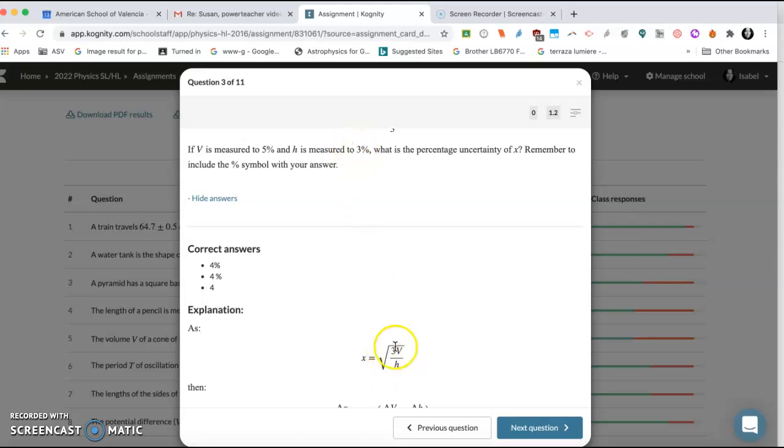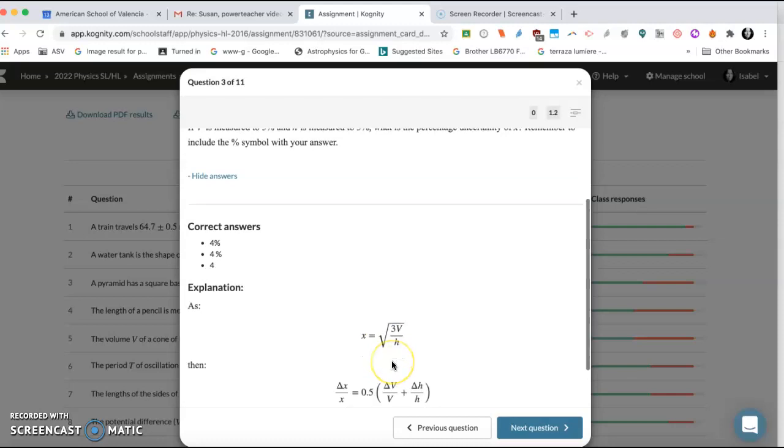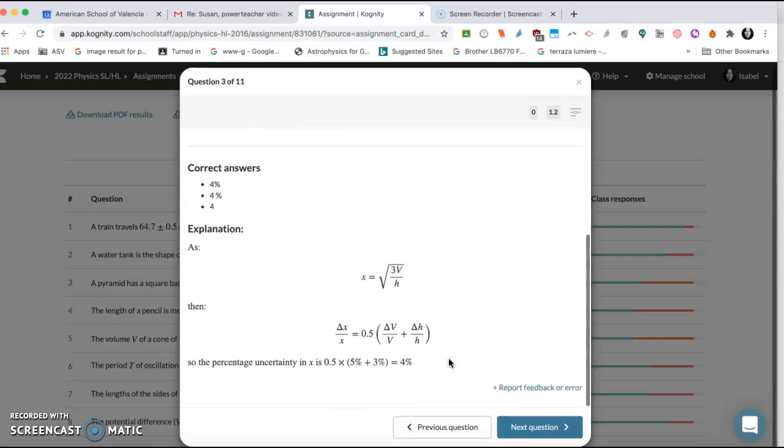So the total percentage uncertainty of 3v over h is 8 because we're adding the percentage uncertainty of v plus h. Now, this part of the equation is to the power of a half, right? That's what the square root means, to the power of a half. So basically, the percentage uncertainty here, which is 8, you now need to multiply by the power, which is a half, right? Therefore, you end up with 0.5 times 8 equals 4%.